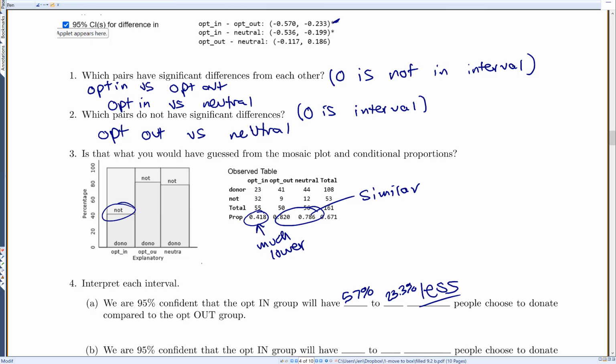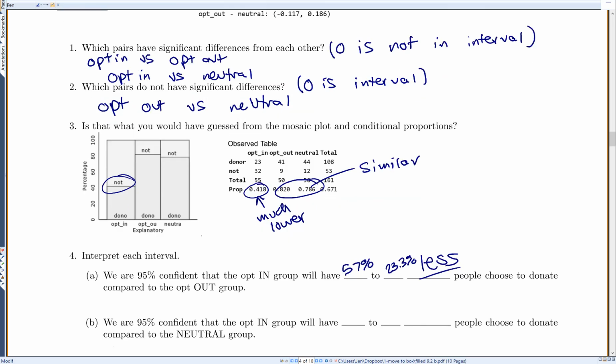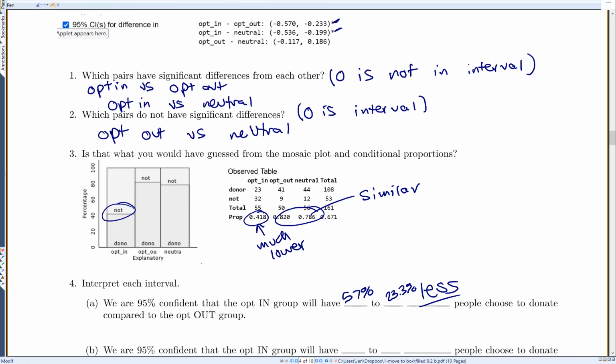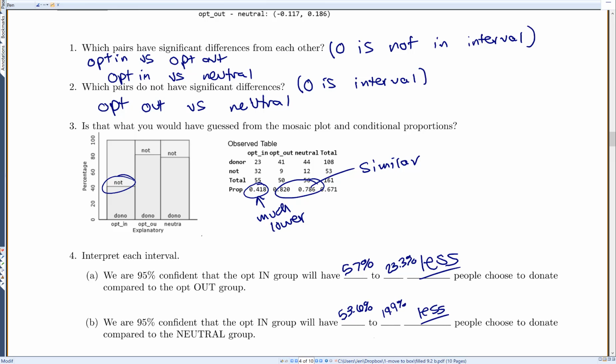Now my next one is comparing opt-in to neutral. So opt-in to neutral, that would be this confidence interval right here. Looks like they were both negative as well. So we could say we're 95% confident the opt-in group will have between 53.6% to 19.9% less people choose to donate than the neutral group.